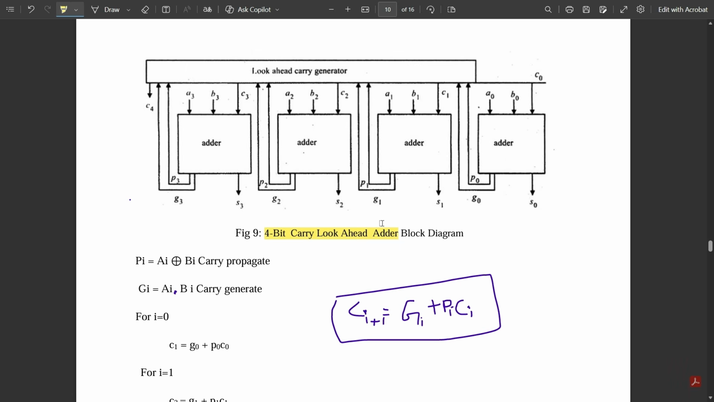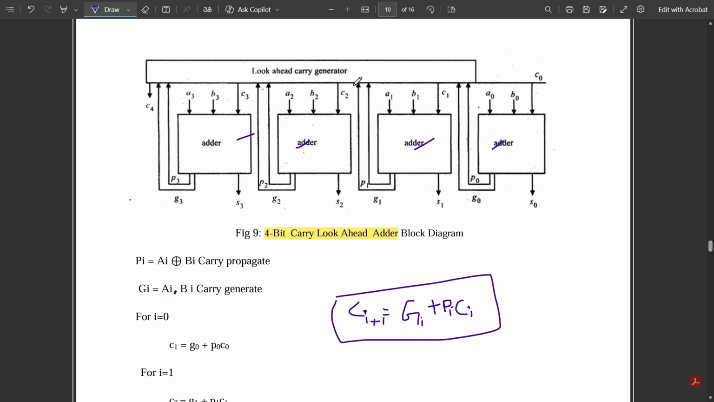So this is the basic block diagram. As the name suggests, it is a 4-bit carry look ahead adder, so that's why we are using four full adders here. The carries are not generated from the previous adders. Instead, they are generated from the carry look ahead network here. Based on this carry look ahead network, the carries would be generated for the present state of the adders.